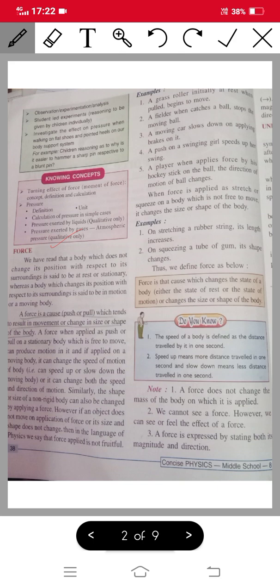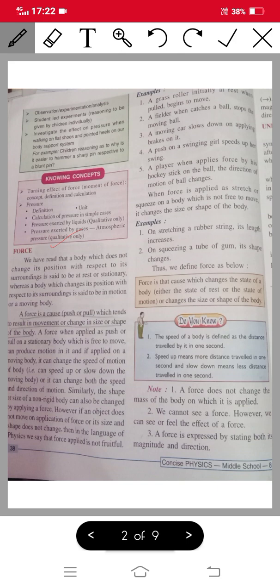Similarly, the shape and size of a non-rigid body can also be changed by applying a little amount of force. However, if a body does not move on application of force, and its size and shape do not change, then in the language of physics the force which we are applying is not fruitful, and in that case work is also not done.